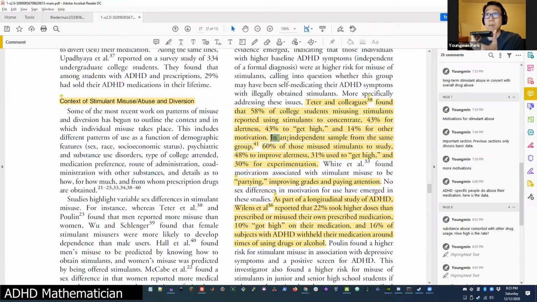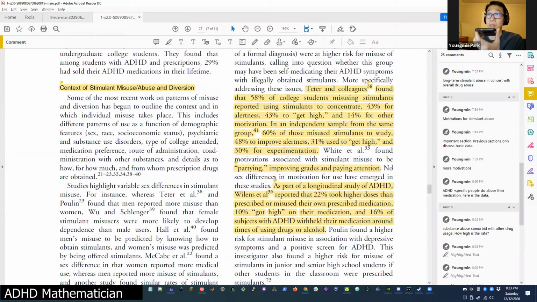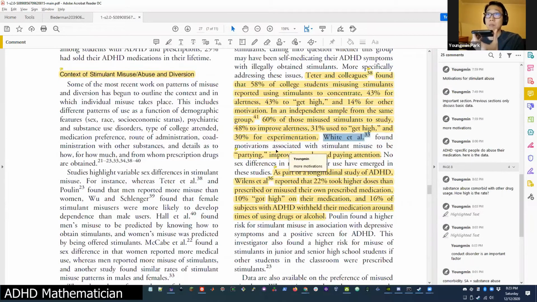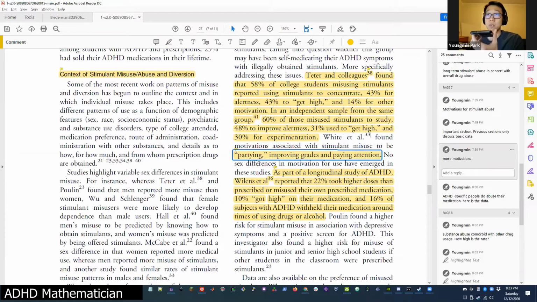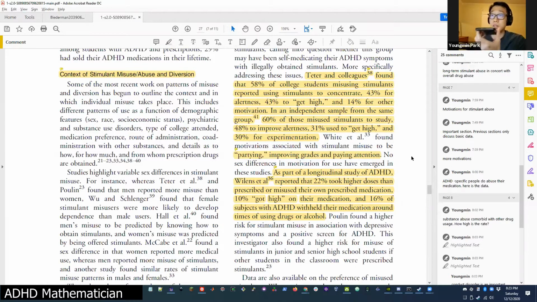And in an independent sample from the same group, 60% misused stimulants to study, 48% to improve alertness, 31% to get high, and 30% for experimentation. And in White et al., motivation was partying and improving grades and paying attention. So it tends to be a couple of things. It's either academic related, trying to perform better, or recreationally related, trying to enhance whatever you're doing for fun.